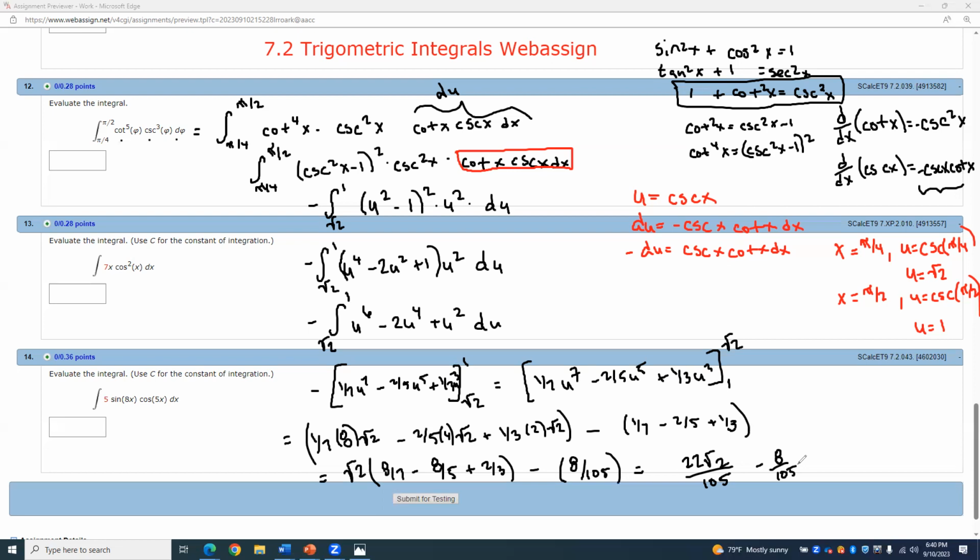Again, that was number 12 from the trig integrals WebAssign assignment. I'm going to make a different video talking a little bit about what you want to look for in 13 and 14. I'm not going to work them completely through, but just give an overall idea, if you're not really sure which direction to go, to get you started. So please keep me posted. I can always make videos and send them out if it's helpful.